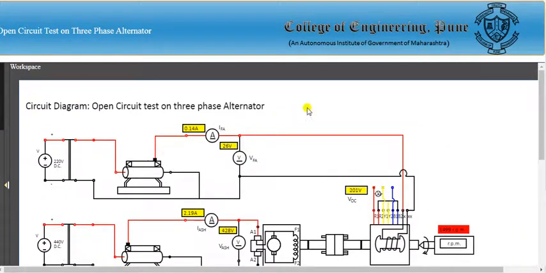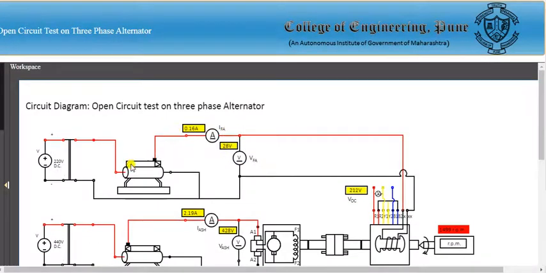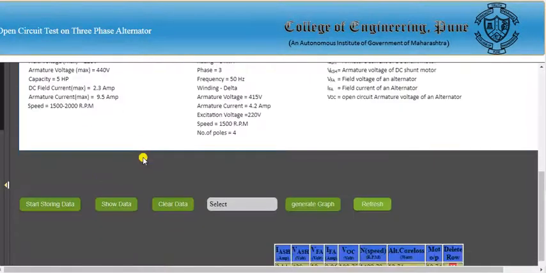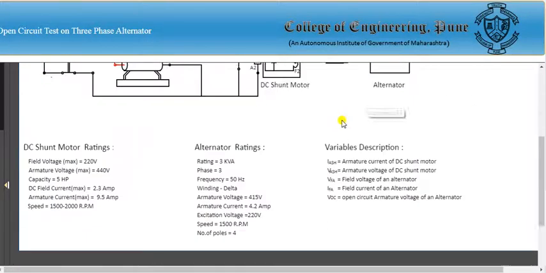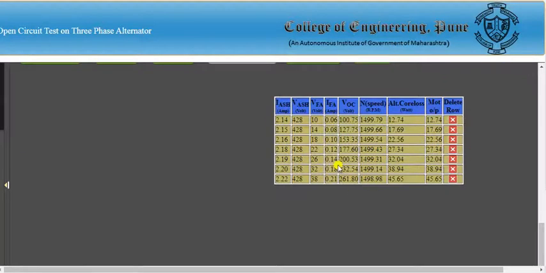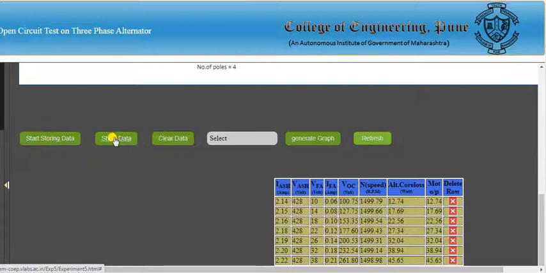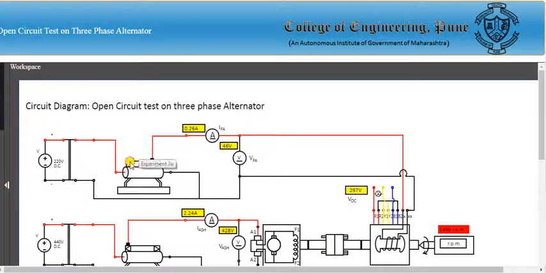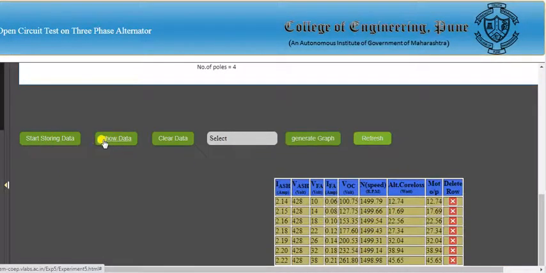Again increase to 26 volt. Store data, show data. Again increase the value, then store data, show data. Now again increase, it becomes 262 volt. Store data, show data. Now you will get all the rows of the observation table here. Now again increase, 297 volt, show data. Again increase, now it becomes 320 volt, store data, show data.